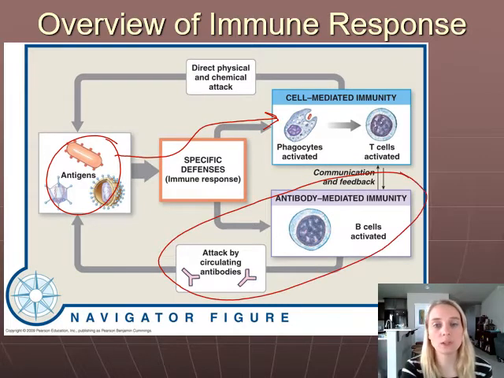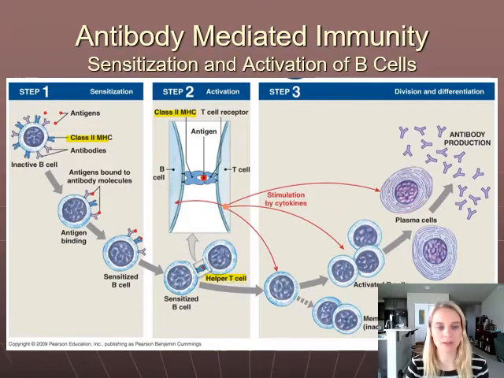So we've only looked at half of our two-prong approach. We're going to hit them here, and then we're going to hit them here, and hopefully that's going to destroy the pathogen. So we've covered our cell-mediated immunity. Now we're going to do antibody-mediated immunity. And those are going to be dominated by B cells.